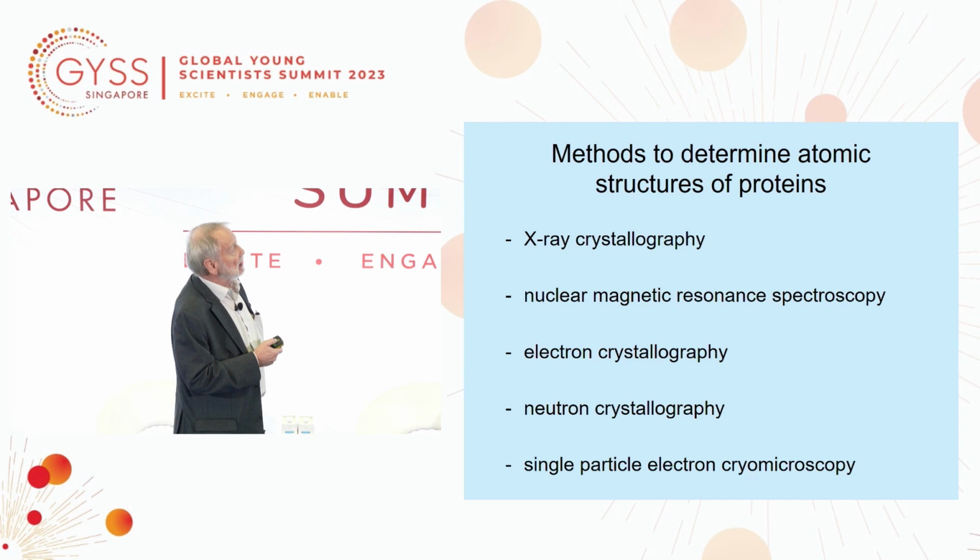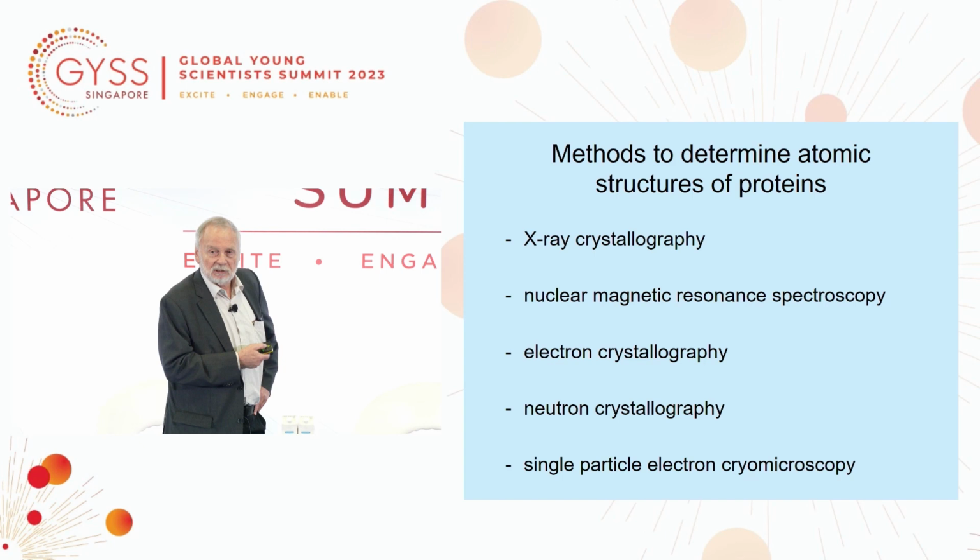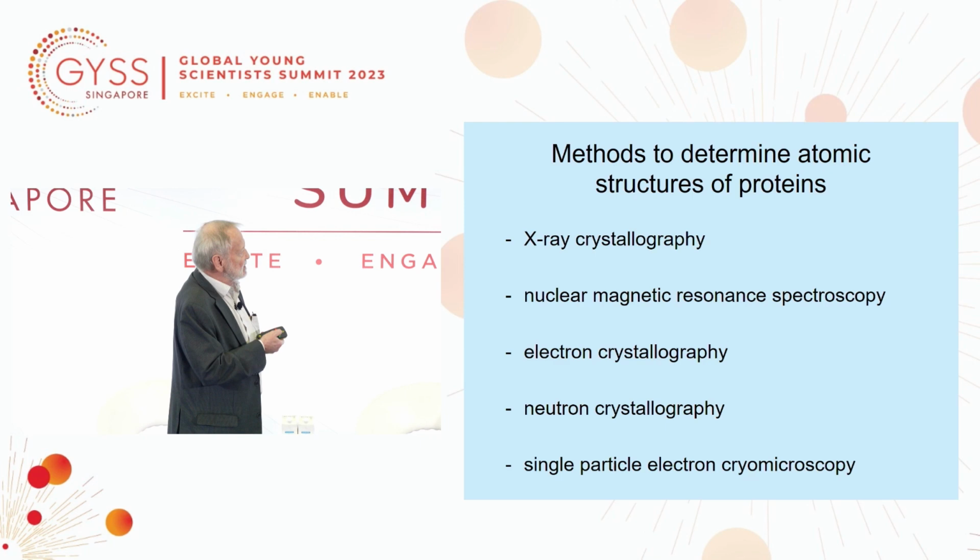Nowadays we have five methods to do that. We have X-ray crystallography, mainly due to the work by Max Perutz already in the 60s of the last century, and this is mainly what I also used. The next method was nuclear magnetic resonance spectroscopy, which works for proteins up to 30,000. We have electron crystallography; there are only two or three examples where it could be used to determine structures of proteins. We have neutron crystallography. I would like it very much, but you need a neutron source, which is very expensive, and you also need huge crystals, maybe 1 centimeter in each direction, in order to get diffraction of the neutrons. And nowadays, the method of choice is single particle electron cryomicroscopy.